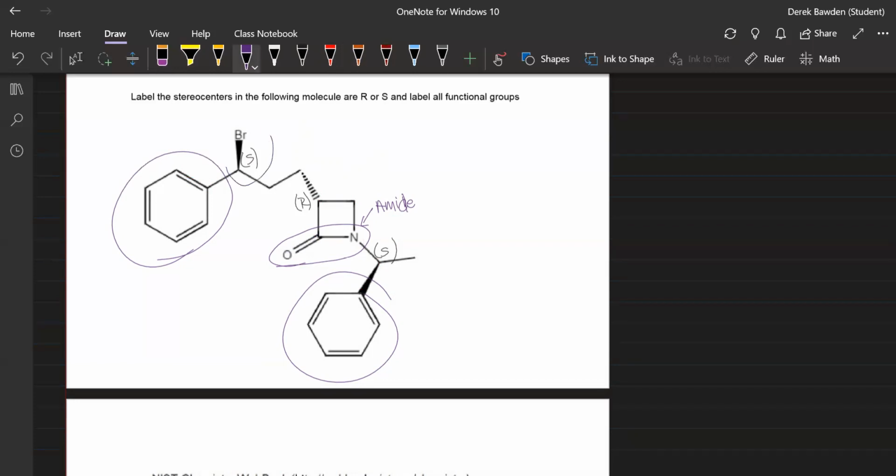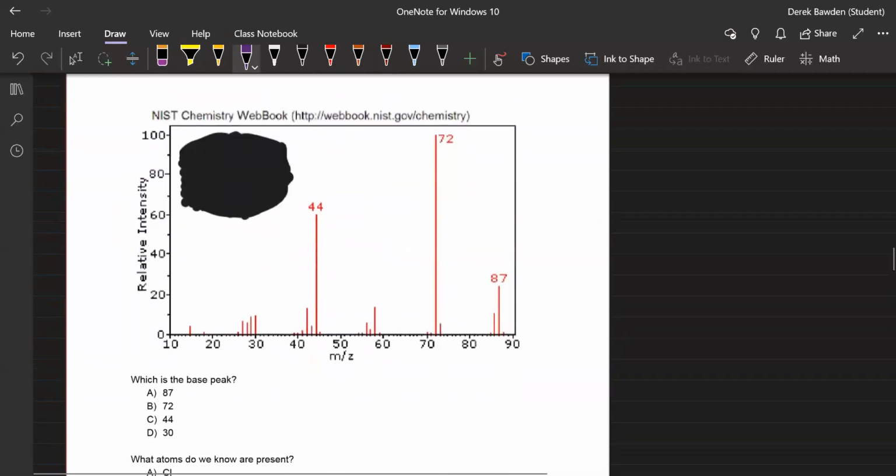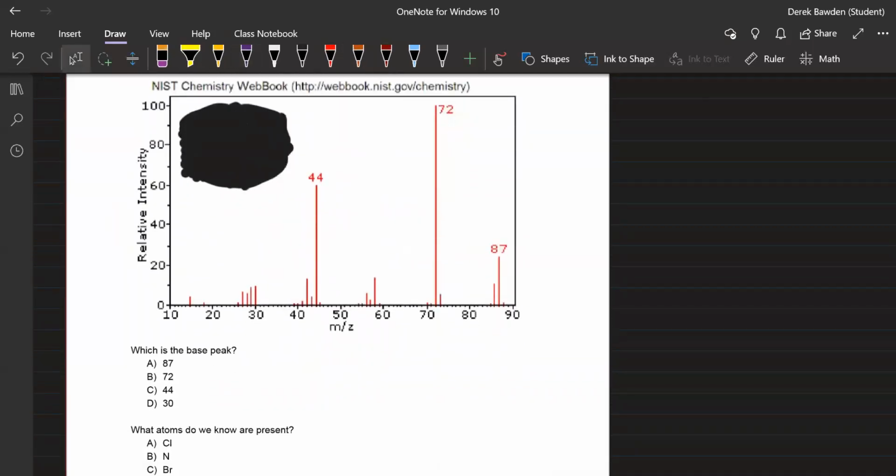He hasn't taught you guys this yet, but later on when you go to take any entrance exams to grad school or anything like that, this is a bromo group. If it was a chlorine, it would be chloro. Iodine would be iodo. Okay. Just watch out for those if you're going to apply. All right, let's move on to the next one.